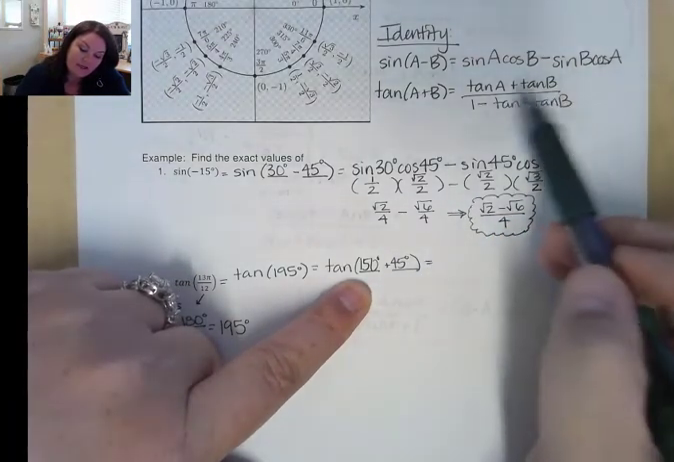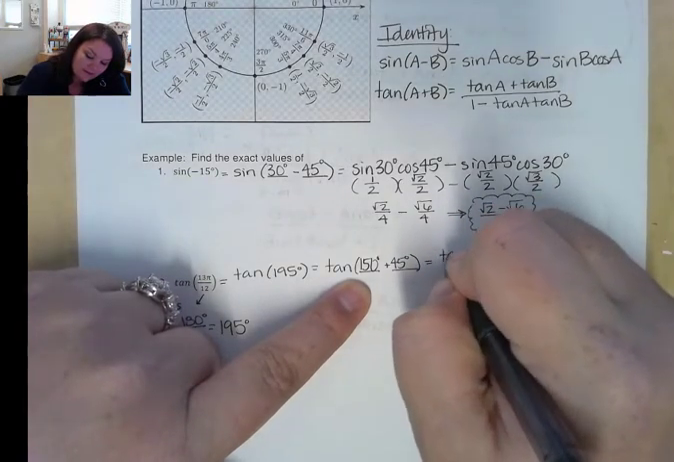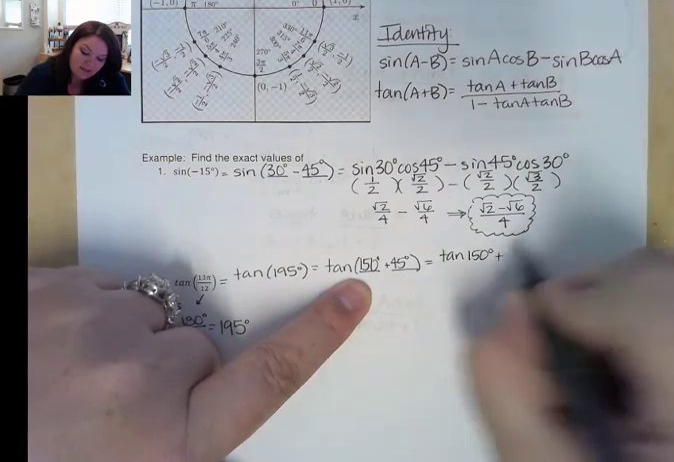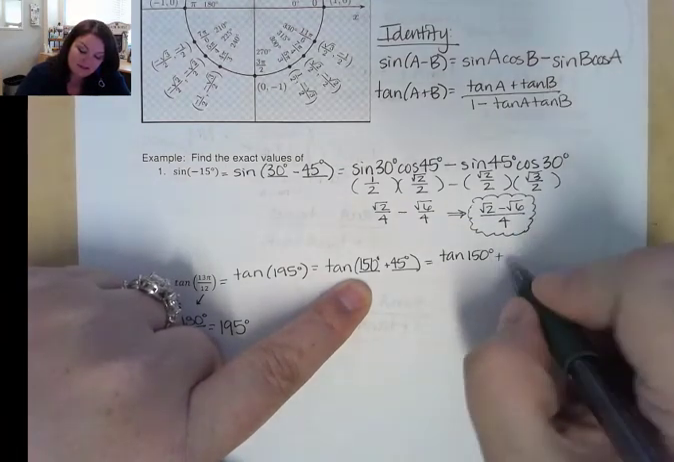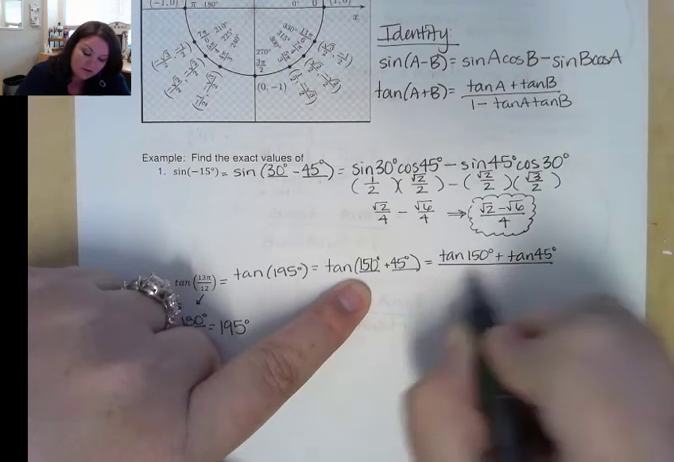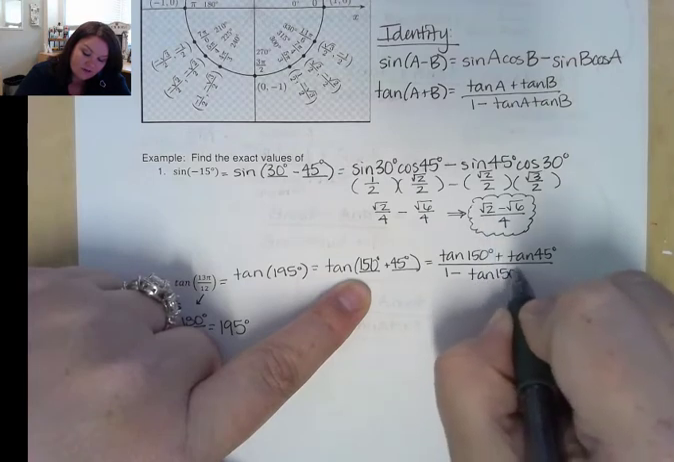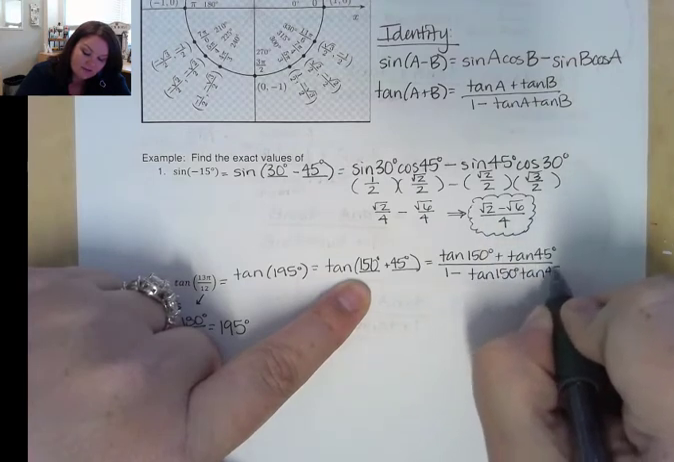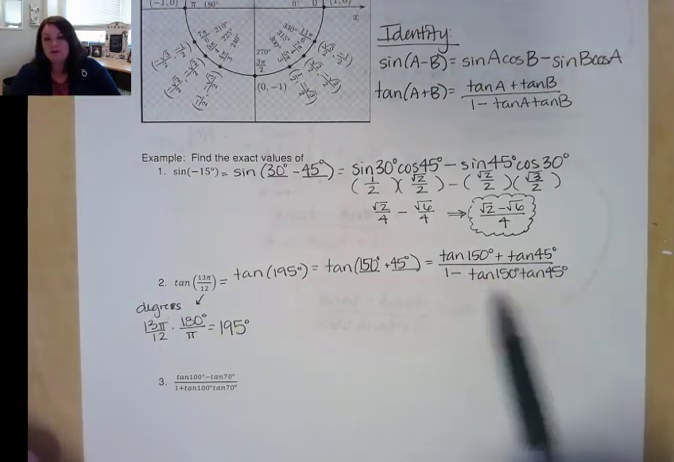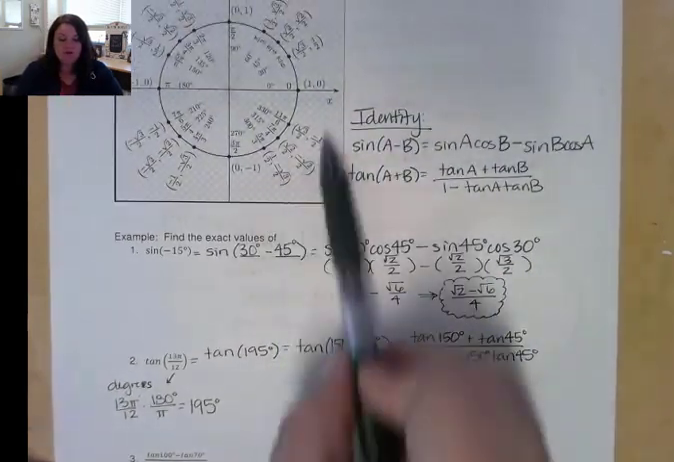So this tells me I'm going to do tangent A. That means tangent of 150 degrees plus tangent of my second one, so tangent of 45 degrees, all over 1 minus tangent of my first angle, which is 150, times tangent of my second angle, which is 45. Now, this is the easy part, just plugging in the numbers. The harder part on these is to make sure we plug in the correct values.